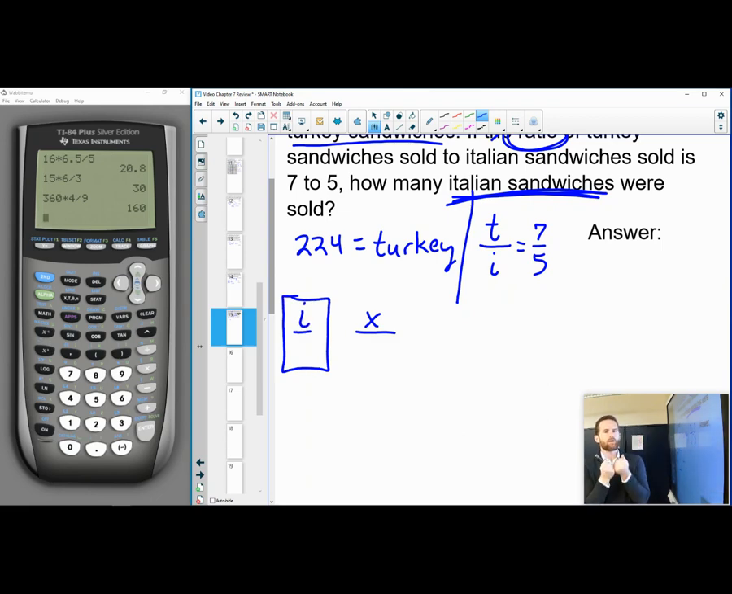Now, x is the actual number of Italian sandwiches sold. The only thing we can compare that to, well, not the only thing, but I think the best thing to compare to, is 224, because that's the only number they give us. That's the number of something that's actually sold. Like this 7 and the 5, we didn't just sell 7 sandwiches or 5 sandwiches. That'd be a really lousy fundraiser for the team. But we sold 224, so let's use that. And it's 224 turkey. I'm actually going to write this out. Turk, we'll just abbreviate it.